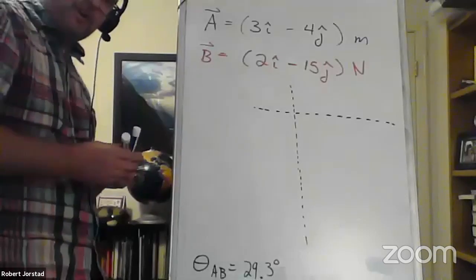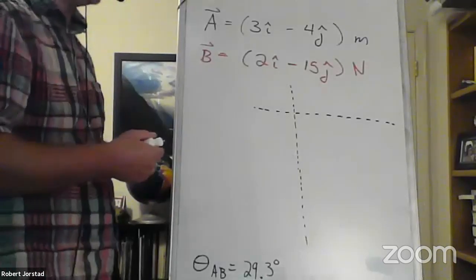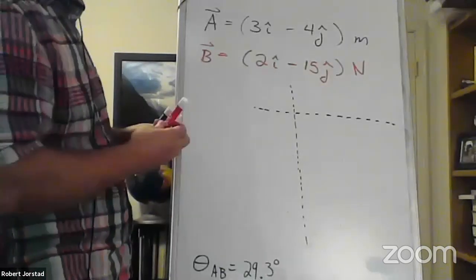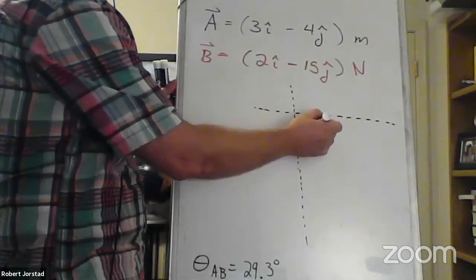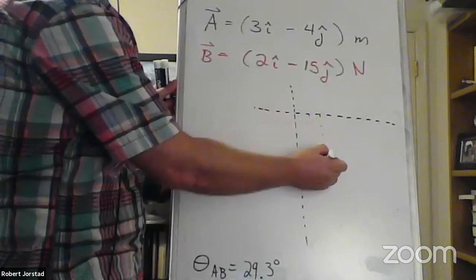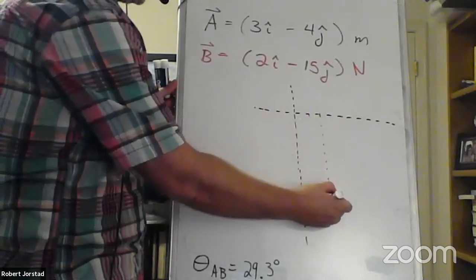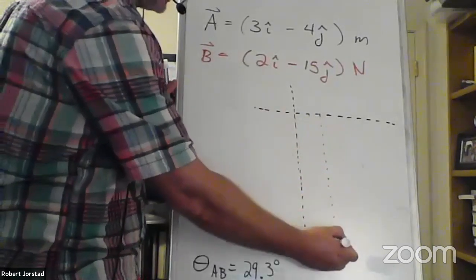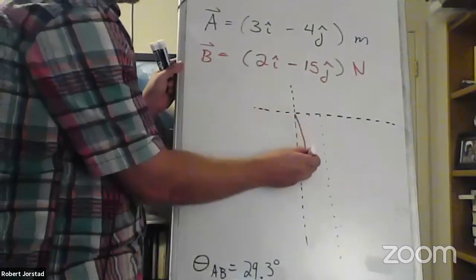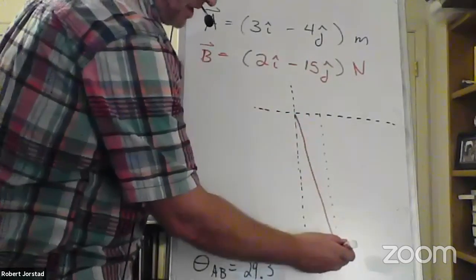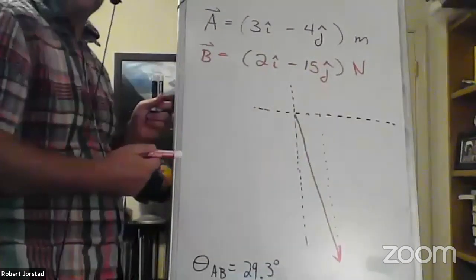And I'm going to try and draw it approximately to scale to get a feel for it. All right, so B is over 2, down 15. 1, 2, 3, 4, 5, 6, 7, 8, 9, 10, 11, 12, 13, 14, 15. Is that perfect? No, but it's kind of close. We see it's got a small x and a huge negative y.